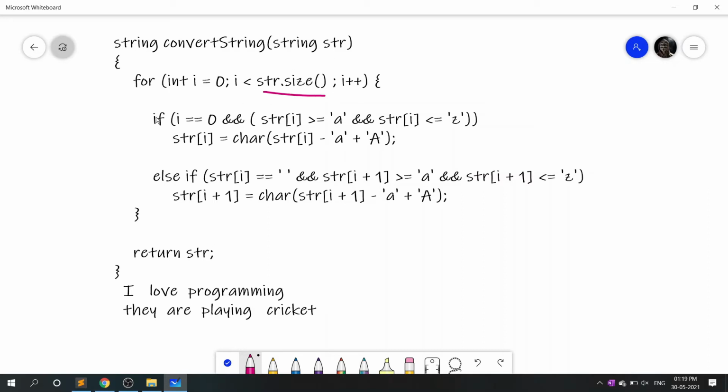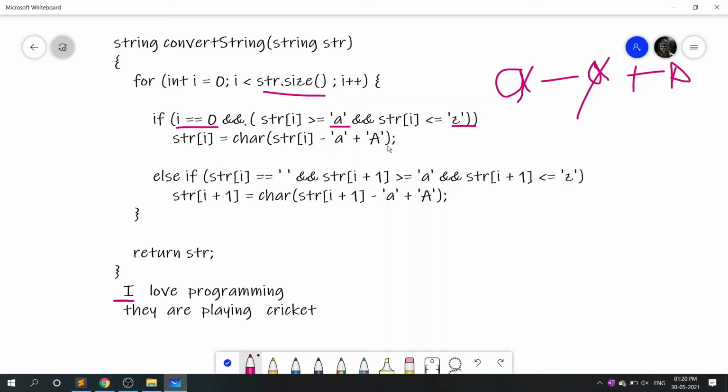First of all, I'm using this if condition. It checks if my i is equal to 0, which means I'm at the beginning of the string, and that first letter is between small a and small z. If it is between these two, we need to convert it into a capital letter. For example, suppose my first letter is small a. So what will happen? My string contains small a, minus this small a, plus this capital A. So ultimately I get the capital A.